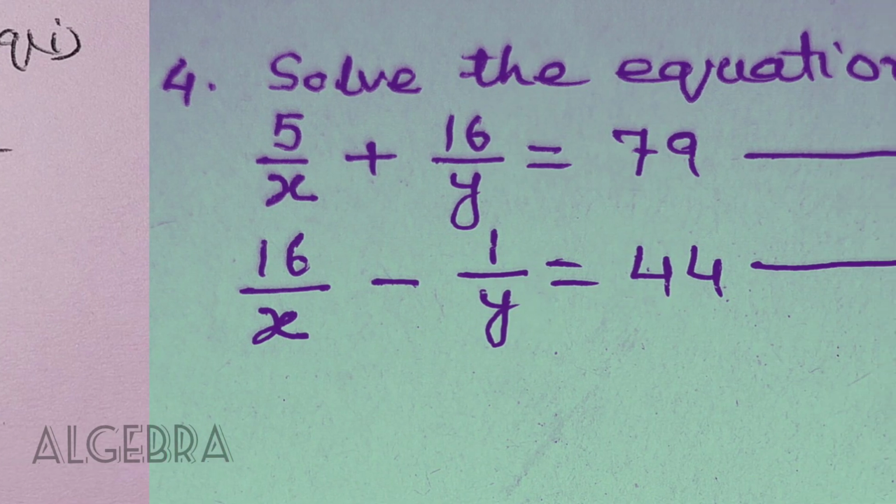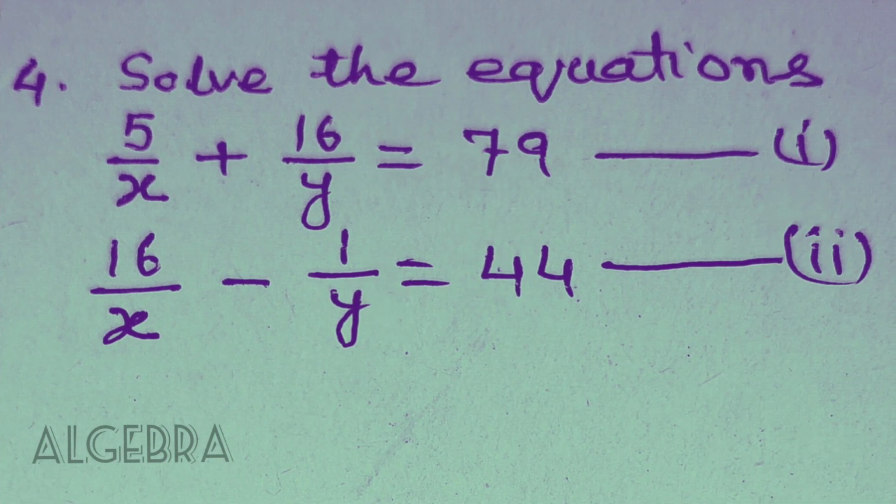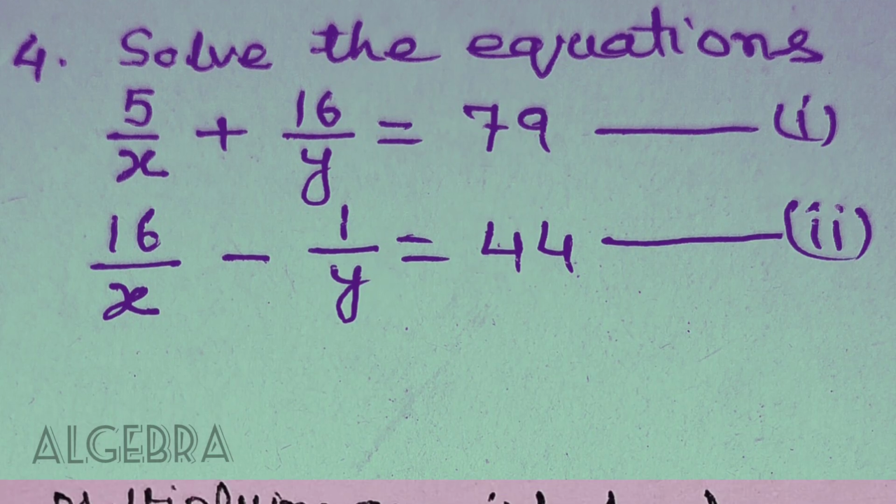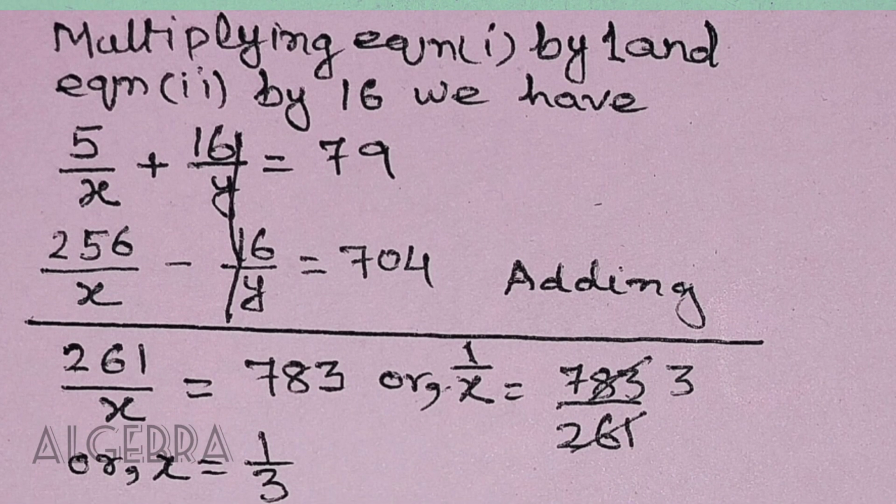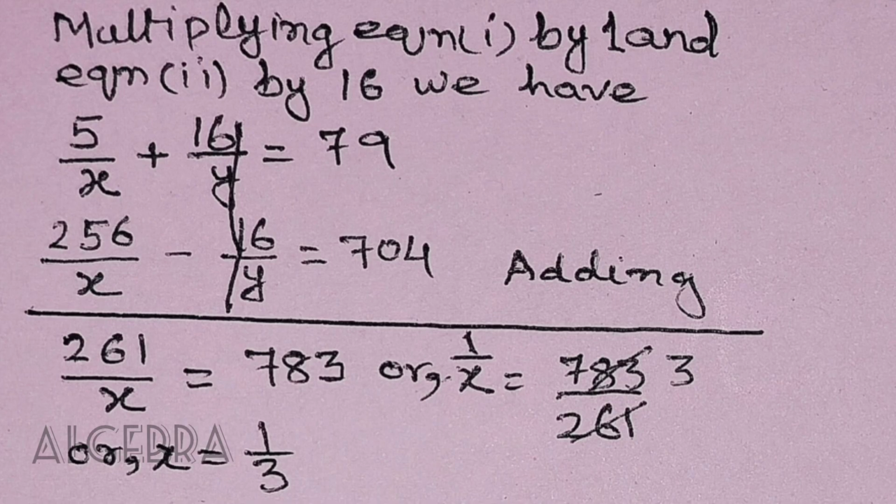Answer. 4. Solve the equations 5/x + 16/y = 79 (Equation 1) and 16/x - 1/y = 44 (Equation 2). Multiplying equation 1 by 1 and equation 2 by 16, we have 5/x + 16/y = 79 and 256/x - 16/y = 704. Adding, 261/x = 783, or 1/x = 783/261 = 3, or x = 1/3.